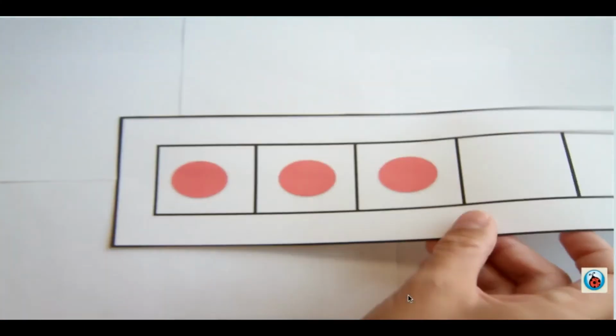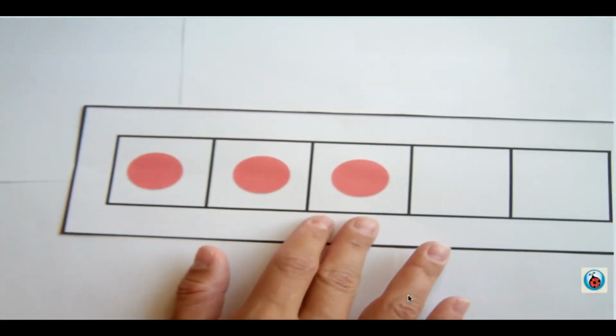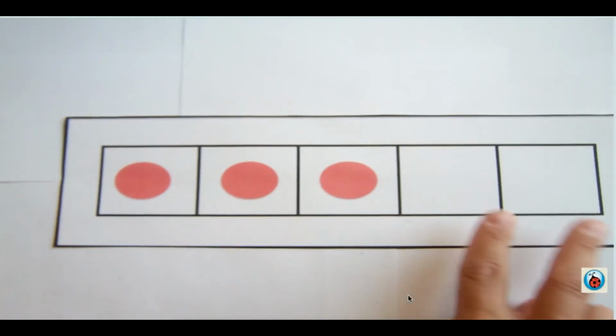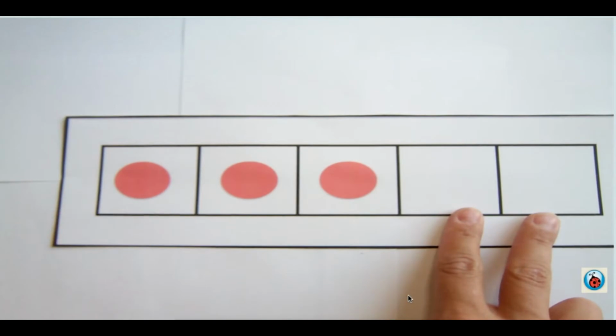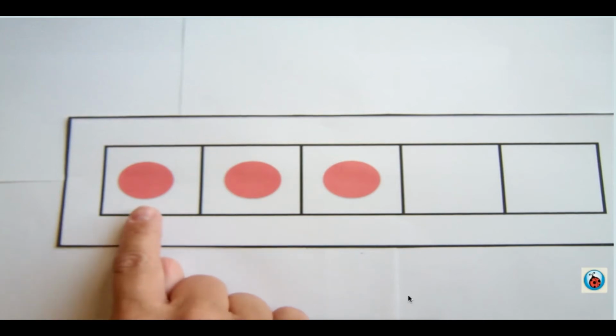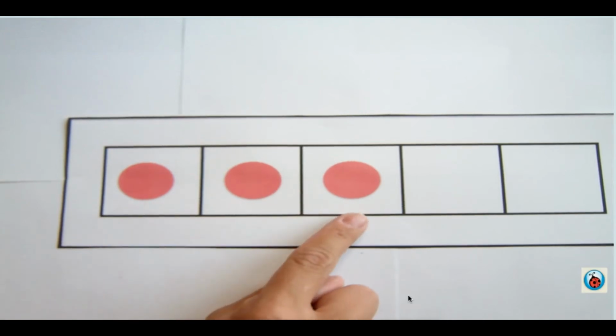All right, friends, how many spaces do you see? You guys are correct. You see 2. The spaces are the empty boxes without dots. So, friends, how many dots or counters do you see on our 5 frame? That's right. If you held up 3 fingers or said the number 3, you're correct. Let's count together. 1, 2, 3.